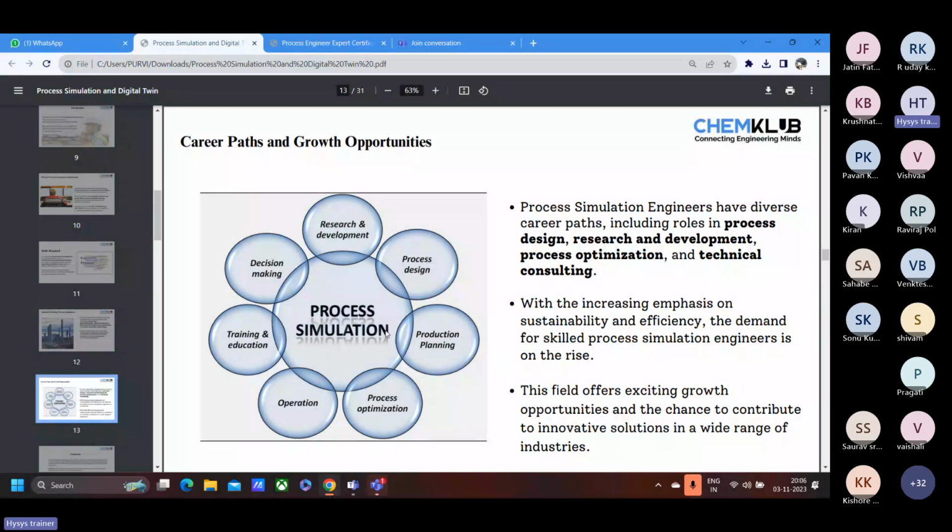So after simulating and analyzing, they take a decision on which crude to be blended together. So this is extremely important. I hope I have clarified your doubt.